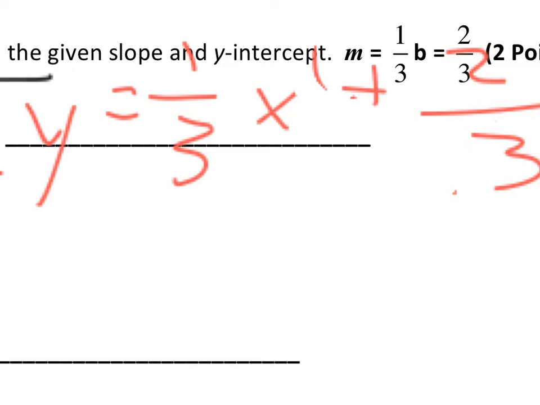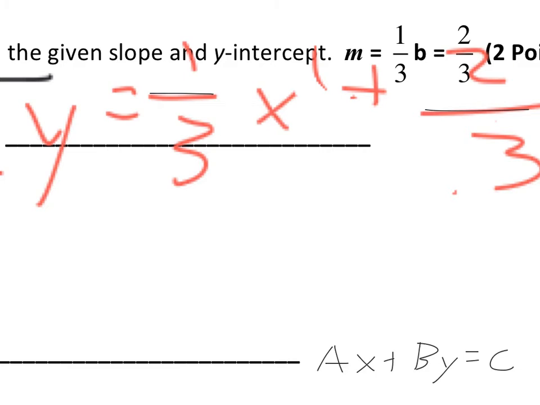Now, if you remember, my goal was to write it in standard form: Ax + By = C. But standard form has some weird rules, remember. One of them being you cannot have fractions in standard form. So this 1/3 and 2/3 is not going to fly.